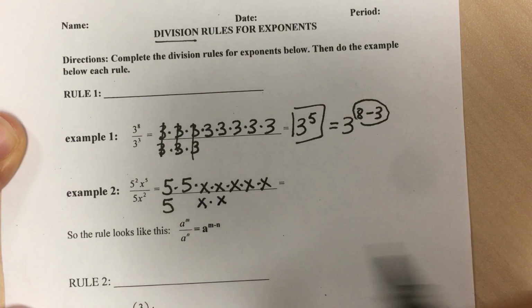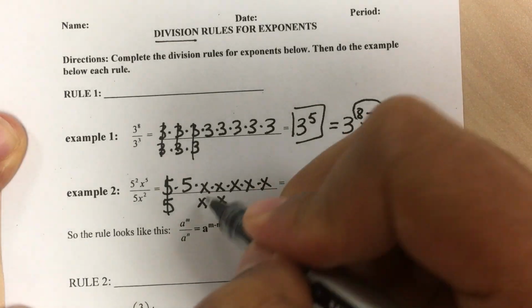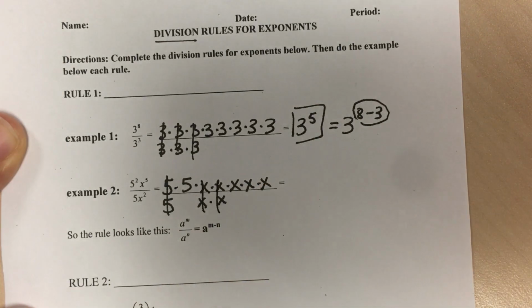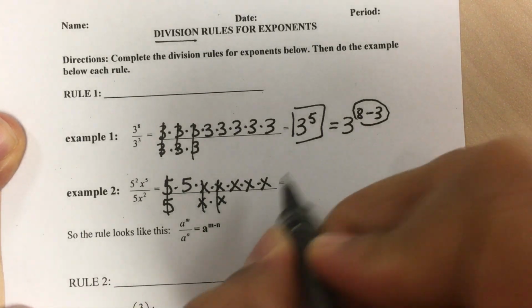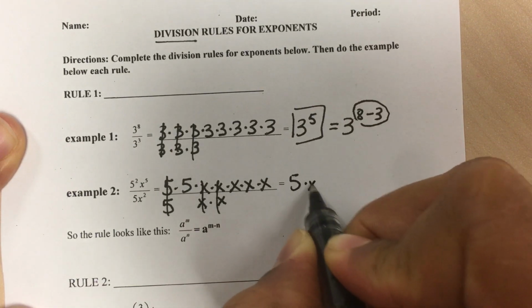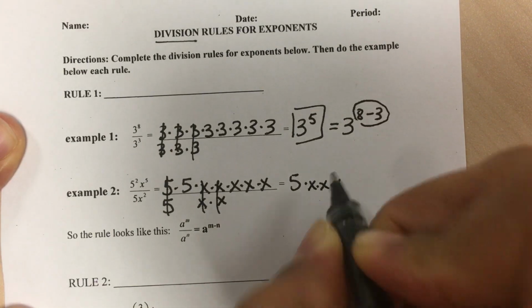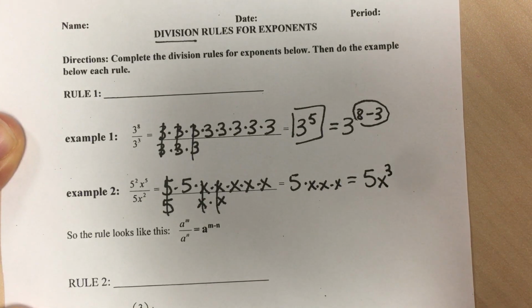Okay, so now let's cancel what we can. 5 divided by 5, 1, gone. X divided by x, 1, gone, gone. So now just collect what remains. I don't have anything in my denominator, so my answer is going to be a whole number. So let's collect it. I've got 5 times x times x times x at the top, which is basically 5 times x to the 3rd power.